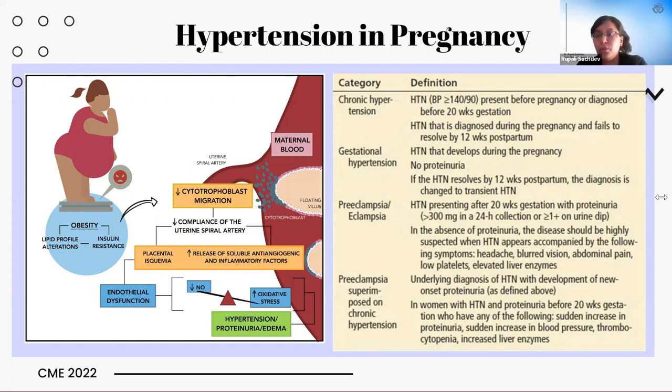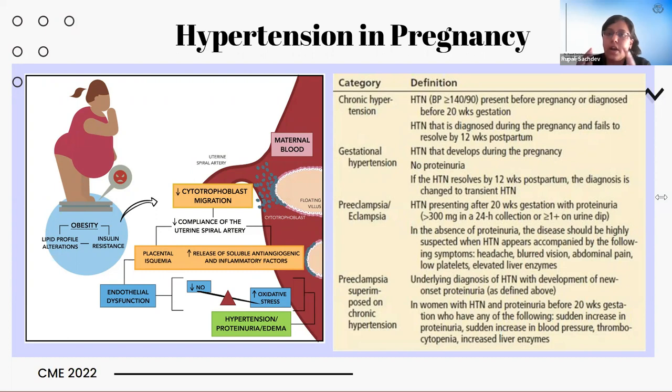If you don't get proteinuria, suppose the patient comes to you with a blood pressure of 150 by 100 and you didn't get proteinuria on your urine analysis, that does not rule out preeclampsia. You have to have a clinical suspicion for this patient if there are symptoms involved. So if she has something like headache, blurring of vision, abdominal pain, low platelets, elevated liver enzymes, you still have to then proceed with this clinical suspicion. Preeclampsia superimposed on chronic hypertension is where the woman had hypertension before pregnancy or before 20 weeks and has now developed preeclampsia.